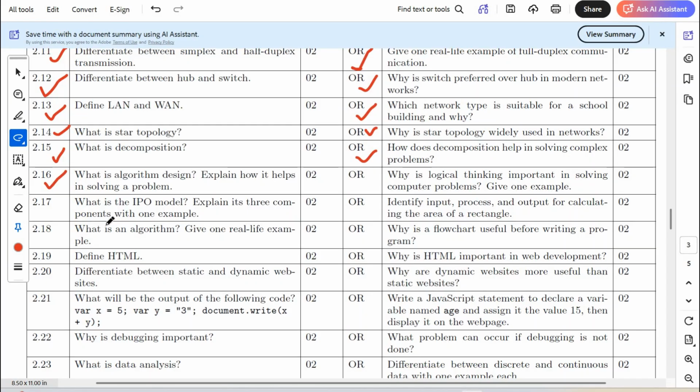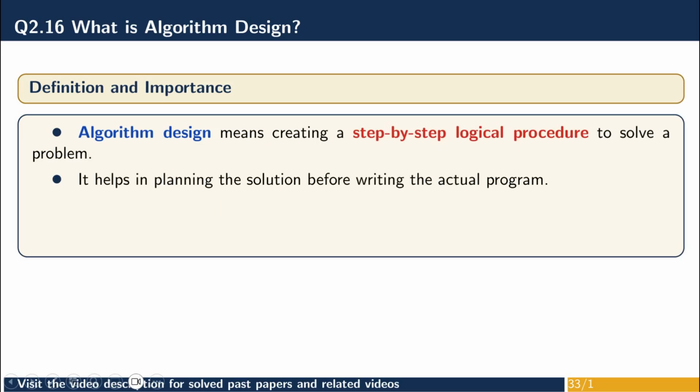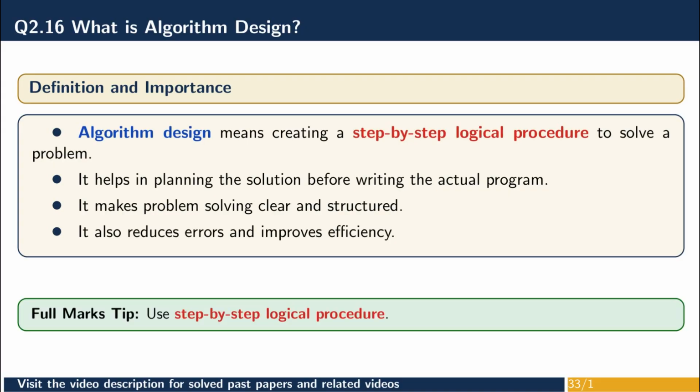Question number 2.16. What is algorithm design? Explain how it helps in solving a problem. Algorithm design means creating a step-by-step logical procedure to solve a problem. It helps in planning the solution before writing the actual program. It makes problem solving clear and structured. It also reduces errors and improves efficiency. Full marks tip: use step-by-step logical procedure.